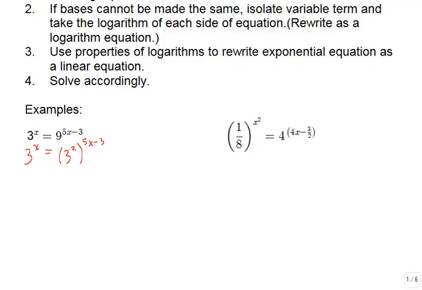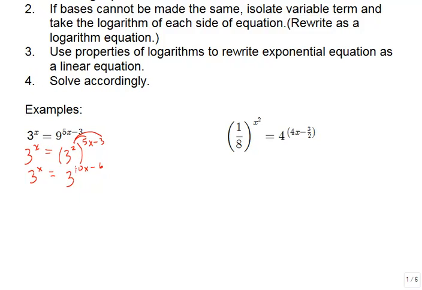And on the right side, we have a power to a power, so the law of exponents that applies here is to multiply. And when you multiply here, we do need to distribute. So it's going to be 2 times 5x and 2 times 3. So the right-hand side would become 3 raised to the 10x minus 6. Now this is good because now that the bases are the same, the only way the two sides can be equal is if the powers are the same.